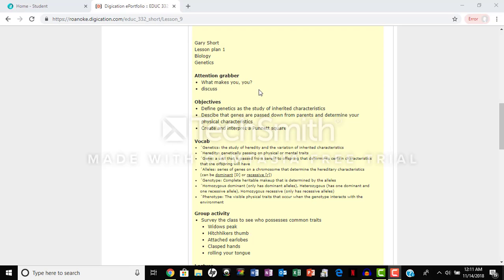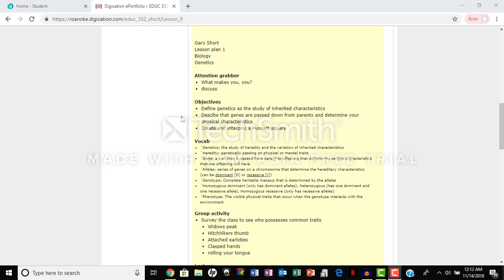So in this lesson that I made about genetics, I opened it up with a question, just simply asking what makes you, you. It's a very open-ended question. It gets your students thinking, gets them talking, and you can gauge what they know about genetics.